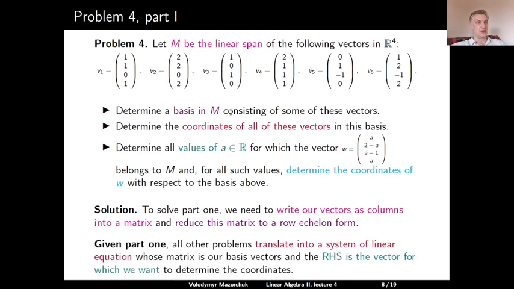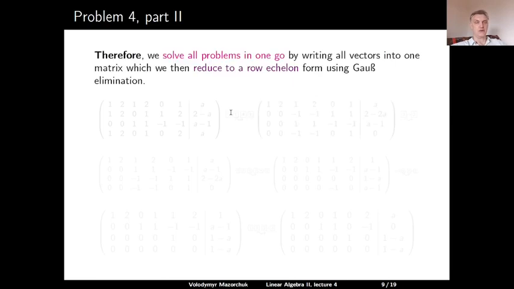If we solve part 1, then all other parts translate into solving a system of linear equations where our basis vectors are on the left-hand side and the vector for which we try to determine the coordinates is on the right-hand side. Which means that we can solve all parts of our problem at once by writing all our vectors as columns in one matrix and reducing this matrix to a row echelon form using Gauss elimination. So we solve all parts of the problem in one go.